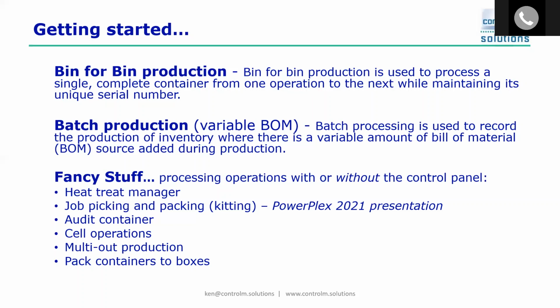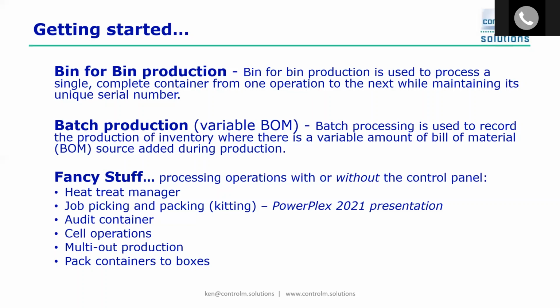Next, we're going to talk about batch production, or some folks call it variable BOM. Batch processing or batch production records the production of inventory where there is some variable amount of bill of materials. So this container, container one, might have a little bit different source quantity than what you find in container two. We see this a lot in food and beverage. A little extra salt in this one, a little extra flour here, a little extra water in this one because it's dry today, or a little less water in this one because it's more humid this afternoon, that sort of thing.